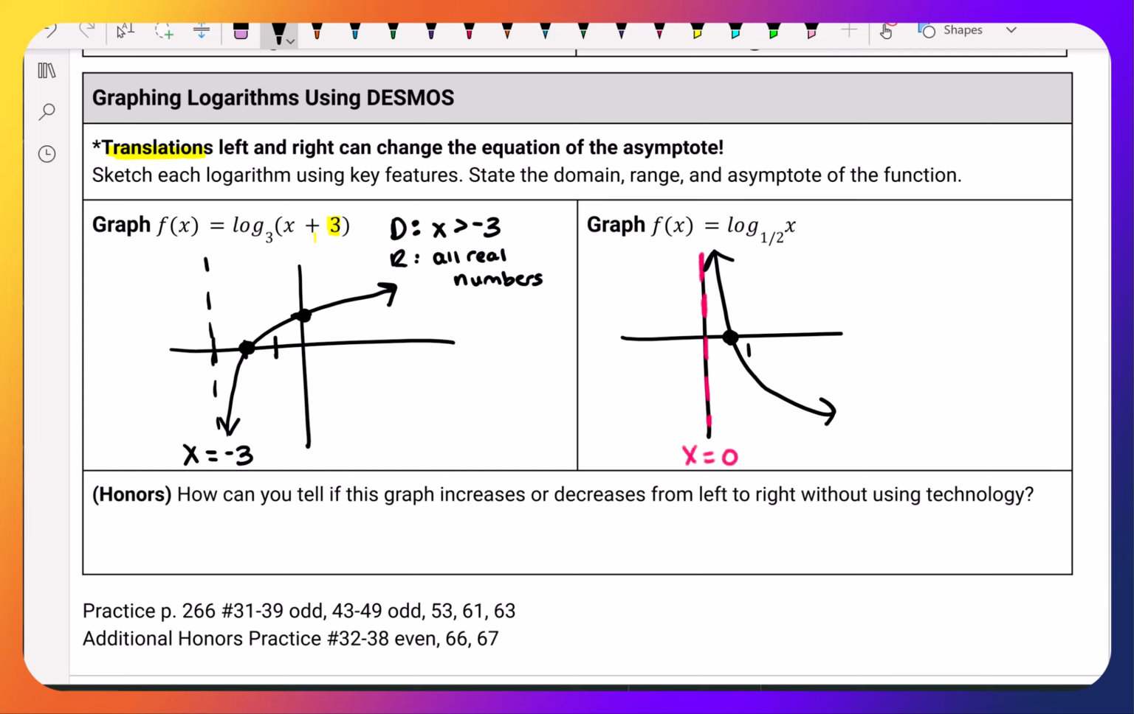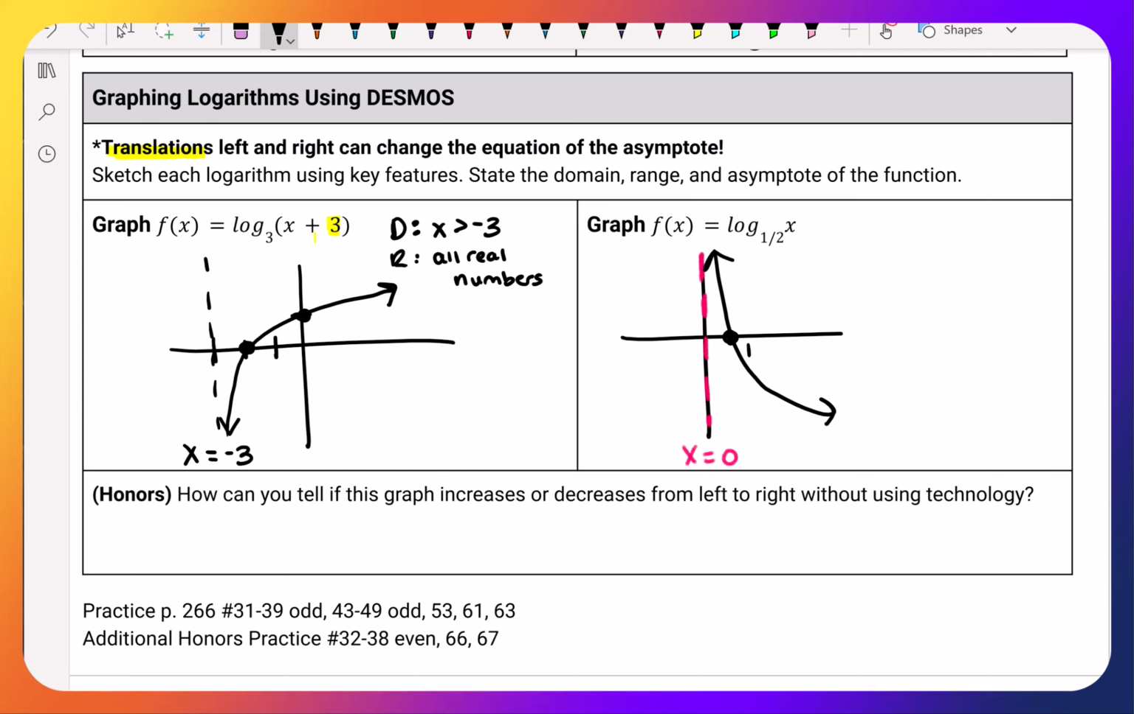Okay, if you are a regular student, you can go ahead and stop the video and start working on a practice. But if you're honors, I want you to answer this last question. How can you tell if this graph increases or decreases from left to right without using technology? So think on that for just a second and then unpause to hear the answer.